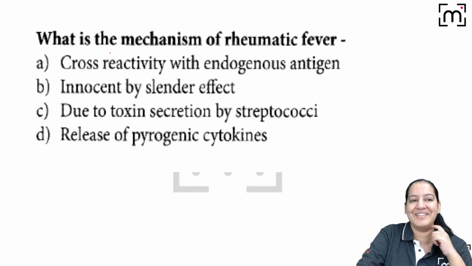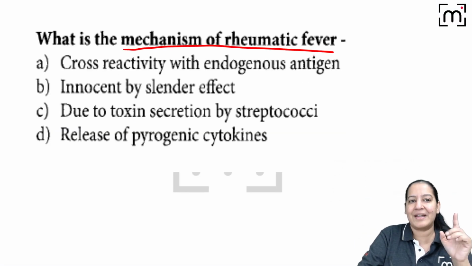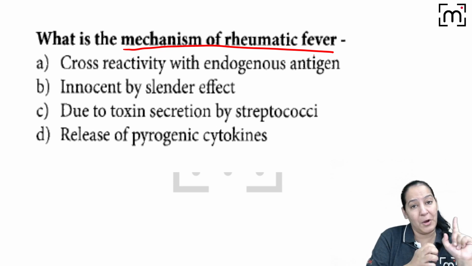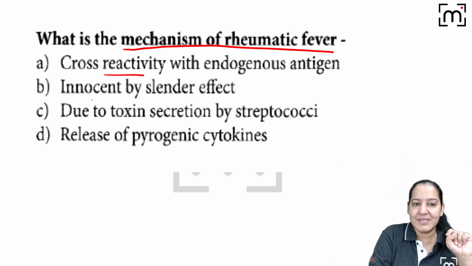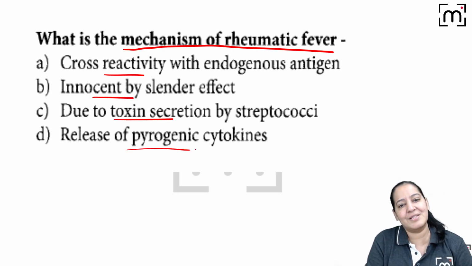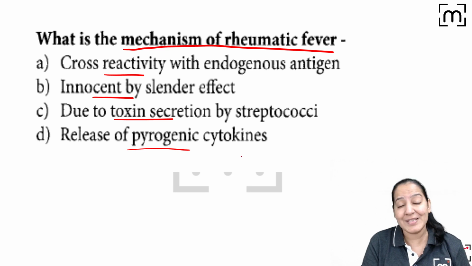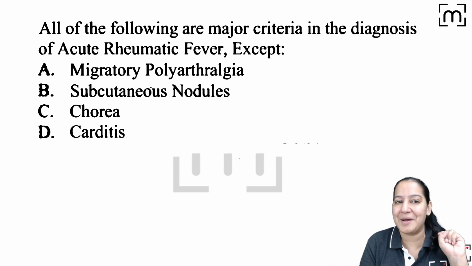Try the answer. Write down in the comment box. What is the mechanism of rheumatic fever? Now you know the correct answer. Is it cross-reactivity with the antigen? Is it due to some other effect? Is it due to toxin secreted by streptococcus, or is it pyogenic cytokines? What is the answer? Write down in the comment box. I will reply in the comment only.